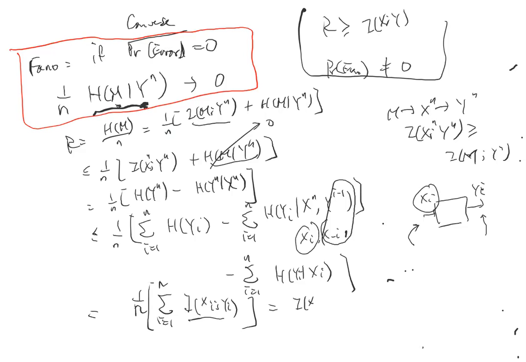It's just I(X;Y), right? So therefore, we're done. Actually, the converse is done. So when the error is equal to 0, then your rate will be basically less than or equal to I(X;Y). And I guess that's it.